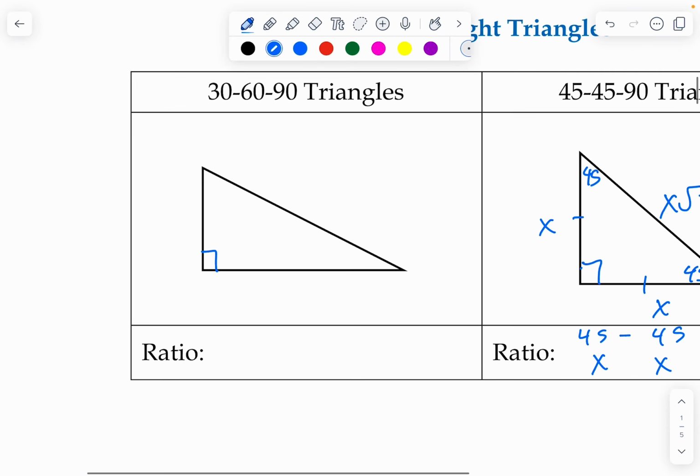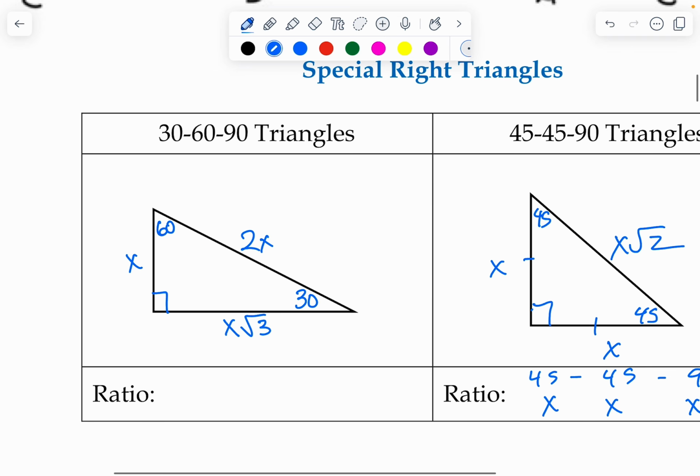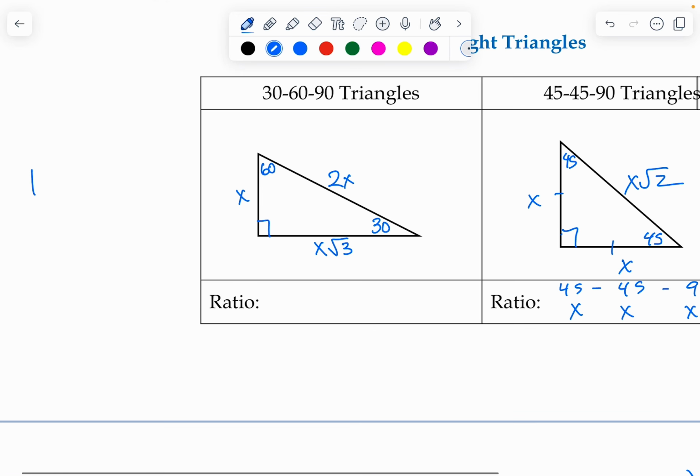That ratio keeps going. So here's our 30-degree angle. Here's our 60-degree angle. The 90 was already labeled. Across from the 30 is x. Across from the 60 is x root 3. And across from the 90 is 2x. If you think about it, we have the numbers 1, root 3, and 2. And if we put them in order, 1 is less than root 3, which is less than 2, because 2 is root 4, and so root 3 is smaller than root 4.